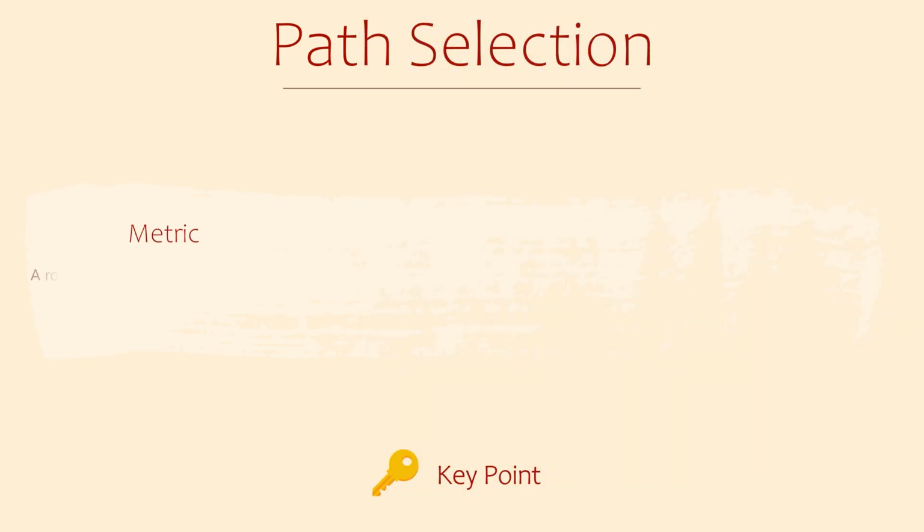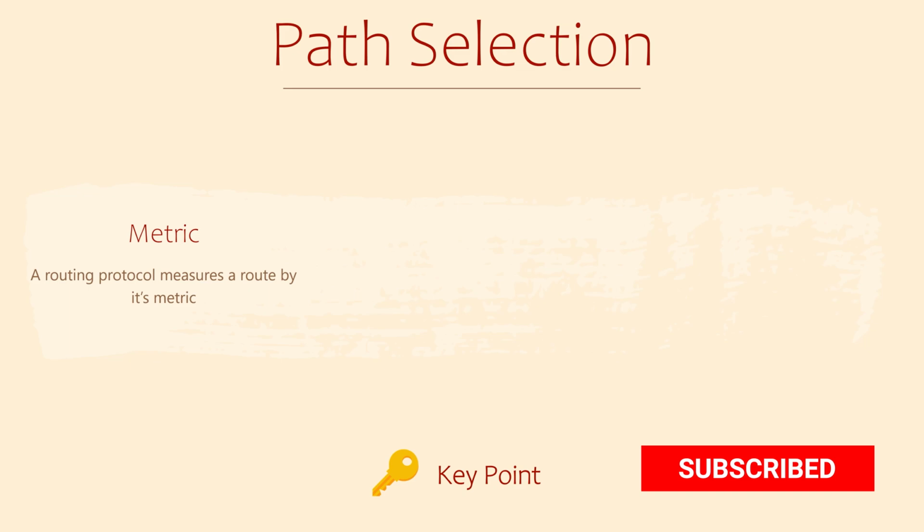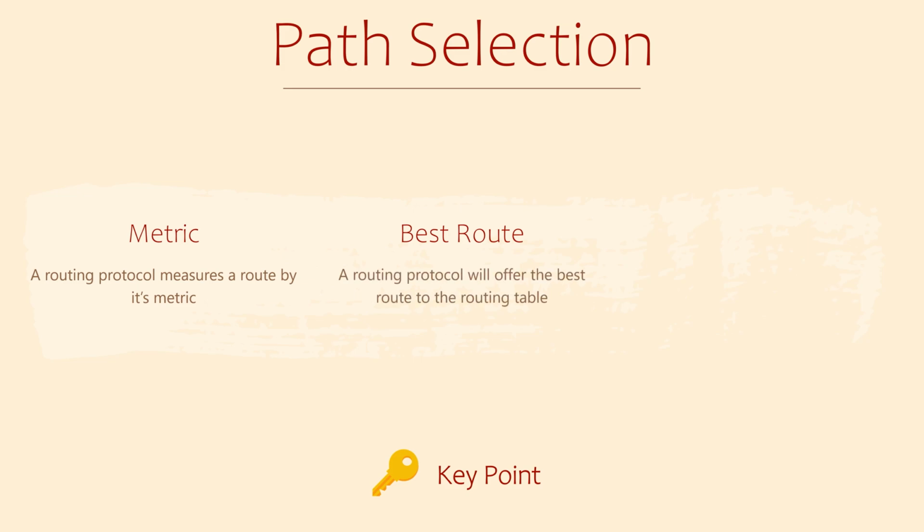We've spoken about metrics before. The metric is the value that the routing protocol uses to measure how good a path is. If there is more than one path to a destination, the routing protocol will use the metric to decide which one is best. The routing protocol gives the best route to the routing table. Take note that if there is more than one path, only the best path is available for use by the routing table.